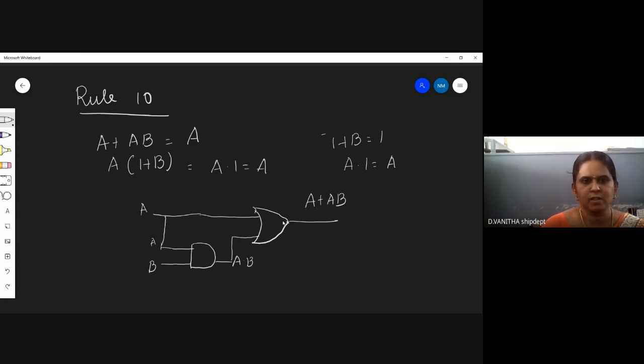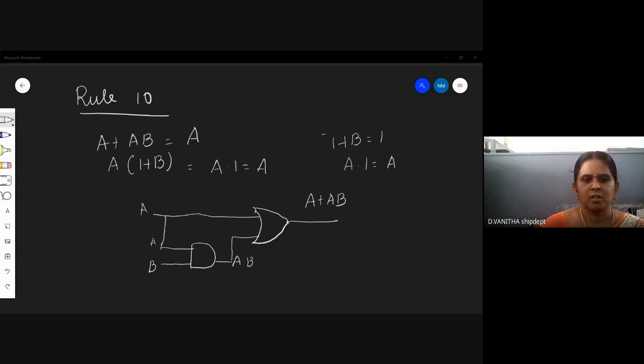So likewise, different rules have to be verified by using logic gates. If you know this method, we can easily get the answer for those rules by using logic gates.